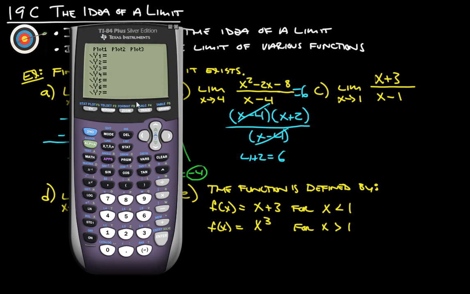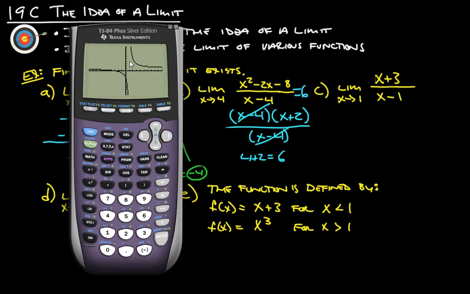Again, I think it's a little bit easier to just plug the function into the y equals and then calculate the values. It's also kind of nice because then you can actually see what the function looks like. So let's do this one. We got x plus 3 divided by x minus 1. Okay, so we have that, and again we can look at the graph.